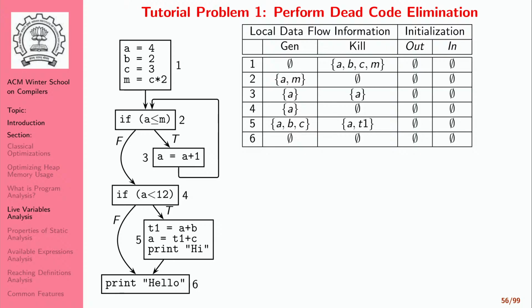The first thing that you should do is just make sure that you understand in and out of n, the gen and kill. Okay, initialization has been given as empty set everywhere. Now you have to understand why is it that gen is empty and kill is a, b, c, m. You have to answer that question to yourself.